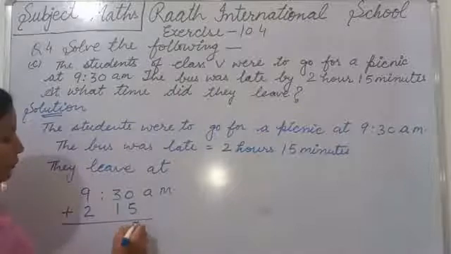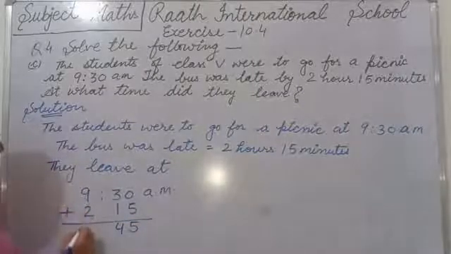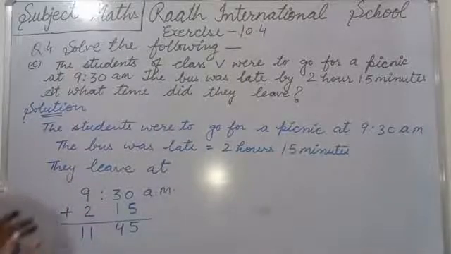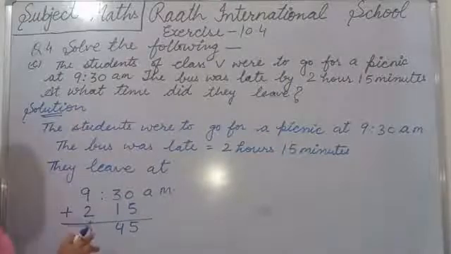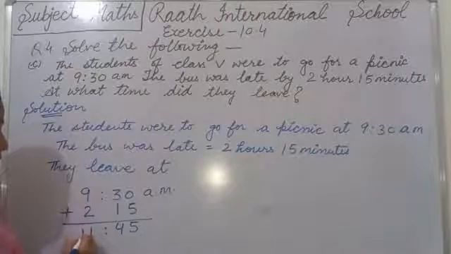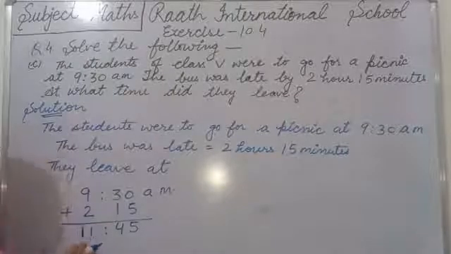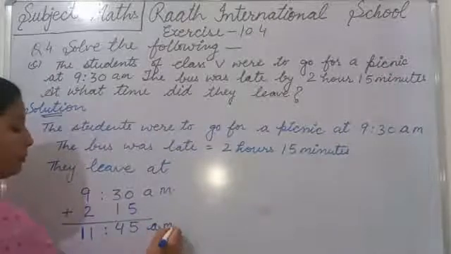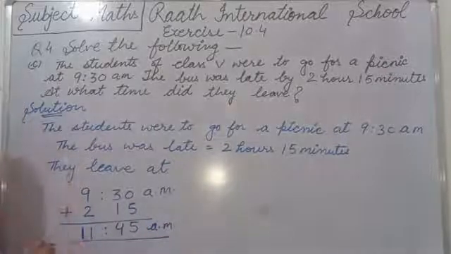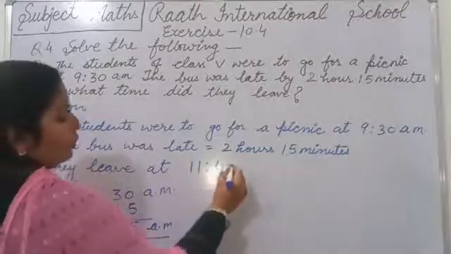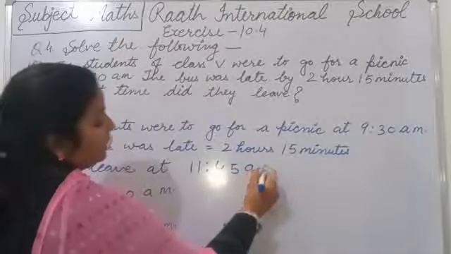So now 3 plus 1, 4, and 9 plus 2, 11. Now we can see that there is only 45 minutes. This is less than 60, so that will remain same. Now it's become 11:45. Now 11 is before 12. Okay, 9 से 11 हुए, that means that is also AM. Okay, so 11:45 AM. So they will leave at 11:45 AM. That's your answer. Okay, so like this you will do C part.